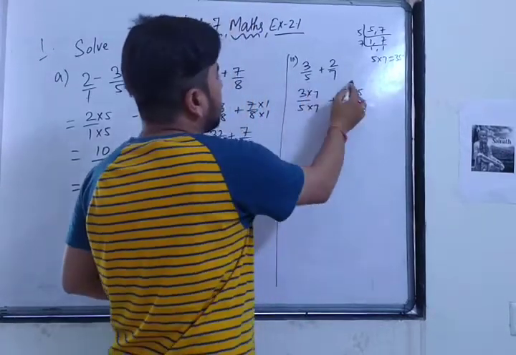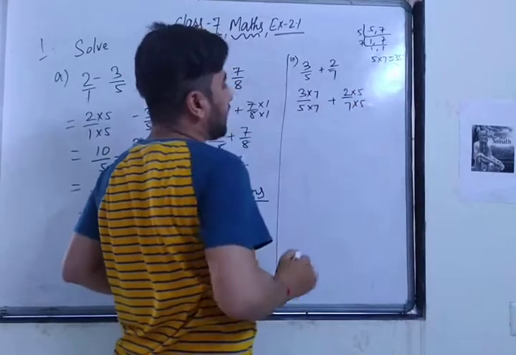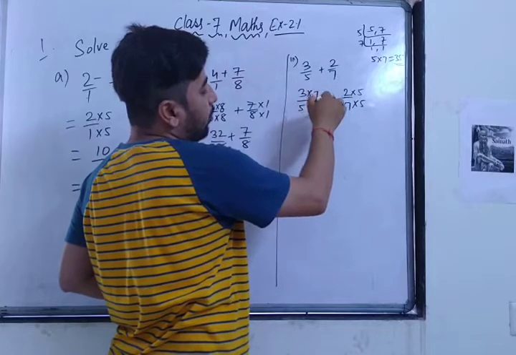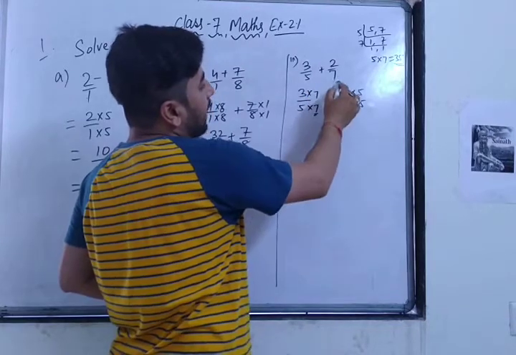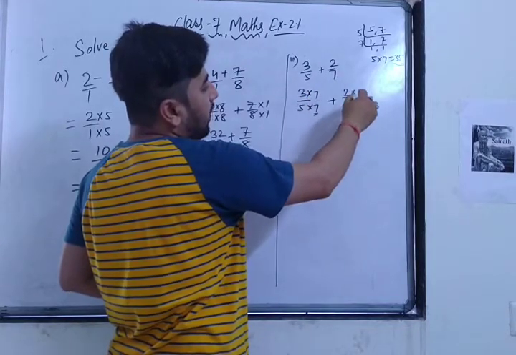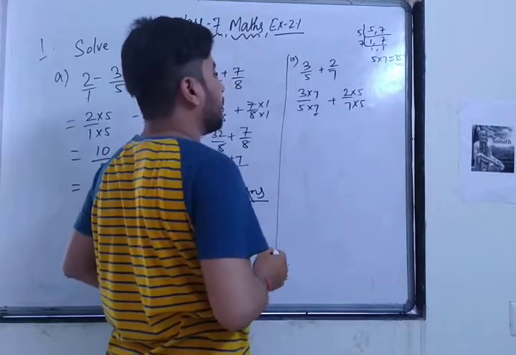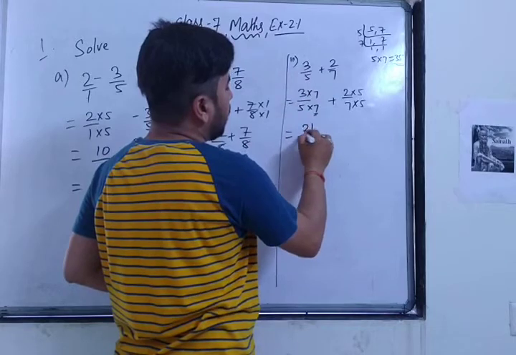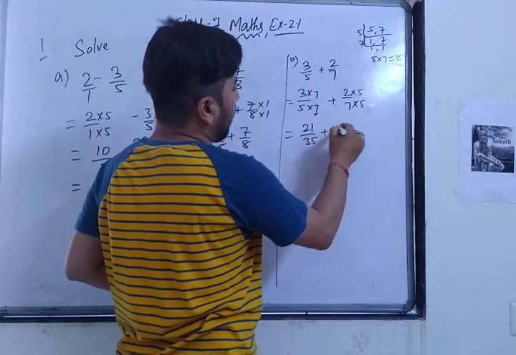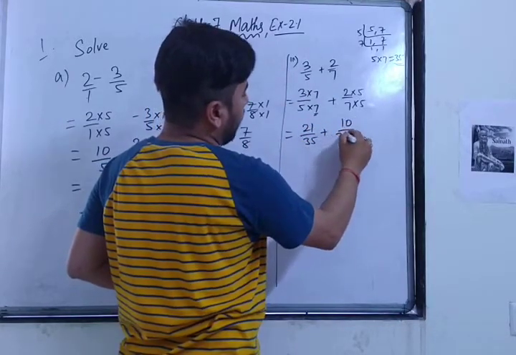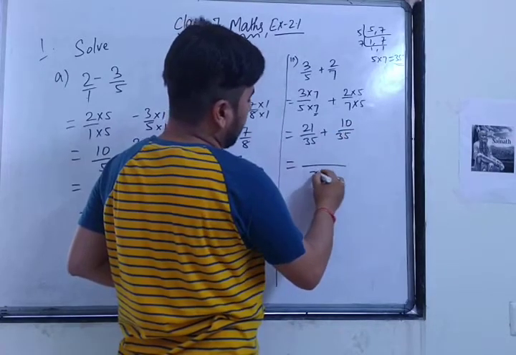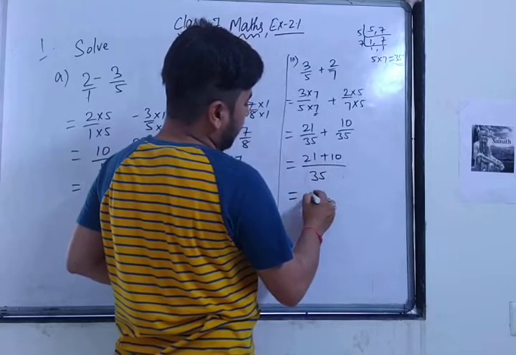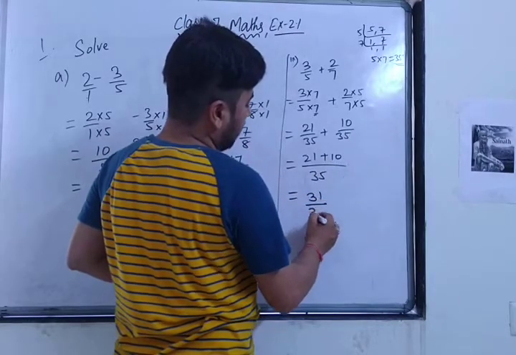We have to make both sides equal to the LCM. Here it was 5, so 5 sevens are 35, that's why I had multiplied both sides, up and down, with 7. And here it was 7, so I had multiplied up and down with 5, because 7 fives are 35. Our LCM is 35. Now 7 threes are 21 upon 35 plus 5 twos are 10 upon 35. Now LCM is 35, 21 plus 10, 31 upon 35.